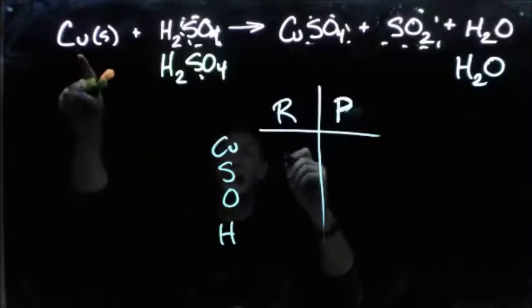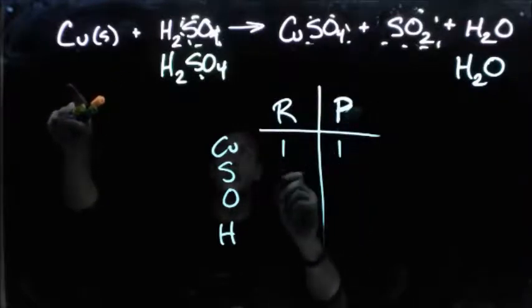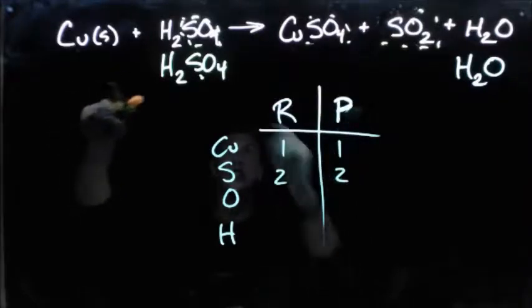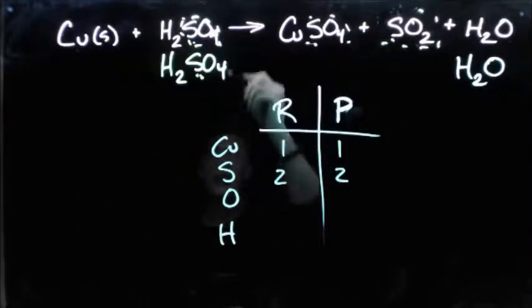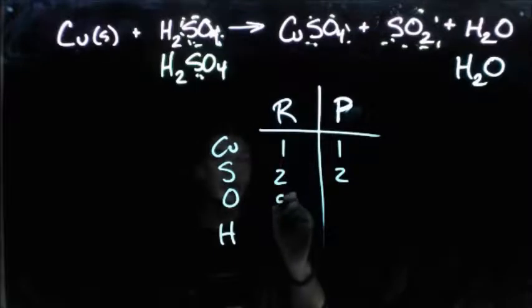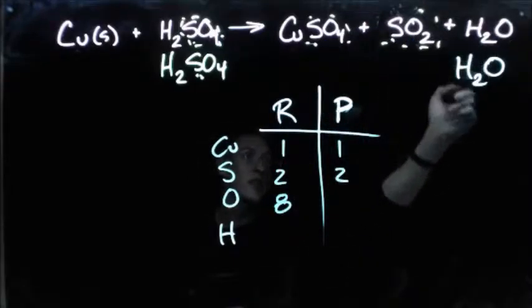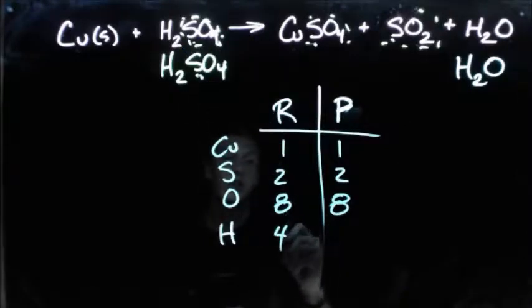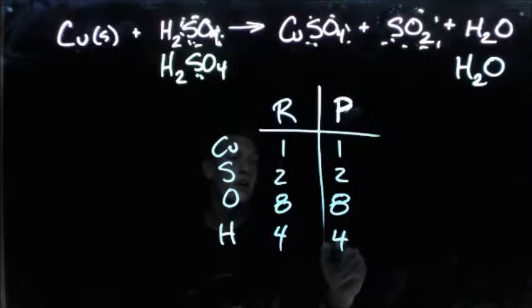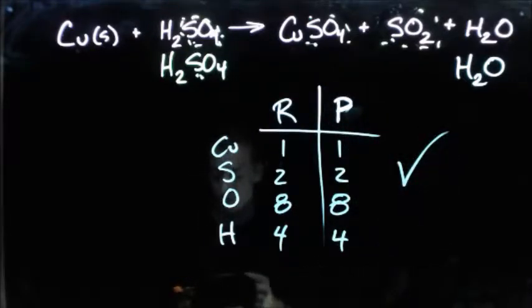On the reactant side, I've got 1 copper. Product side, I've got 1 copper. Sulfurs, I've got 2 each, right? 1, 2, 1, 2. Oxygens, I've got 4 and 4, so that's 8 on the reactants. I've got 4, 5, 6, 7, and 8 on the products. And then hydrogens, I've got 2 sets of 2, so that's 4 and 4. So this guy is balanced.